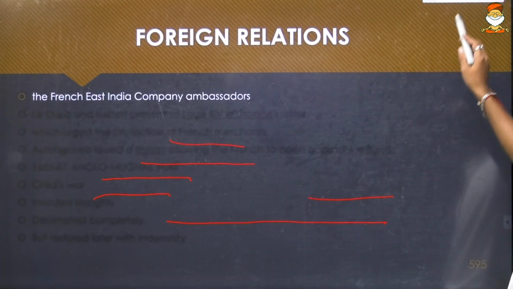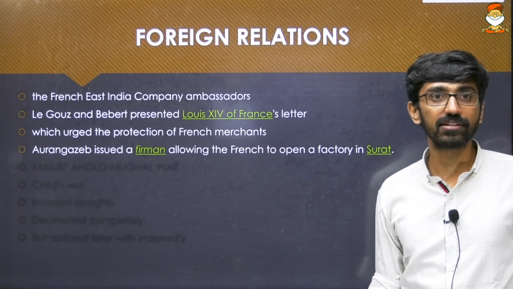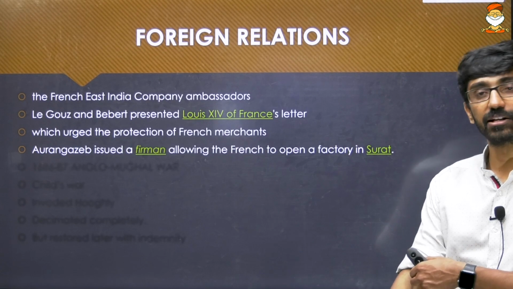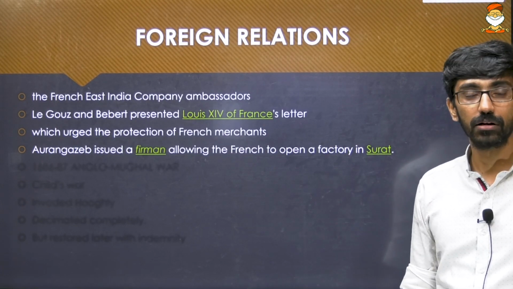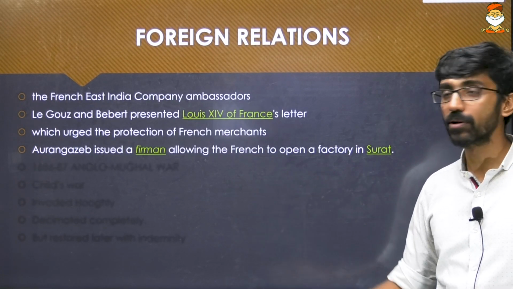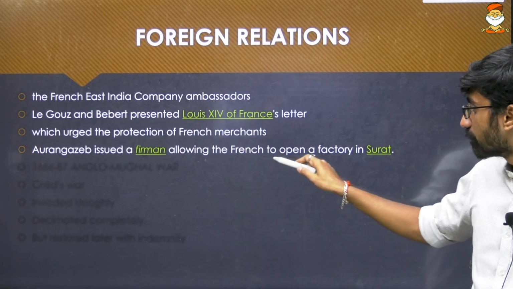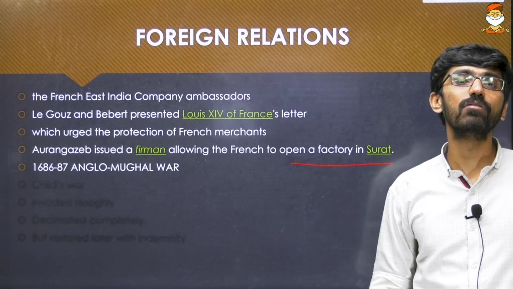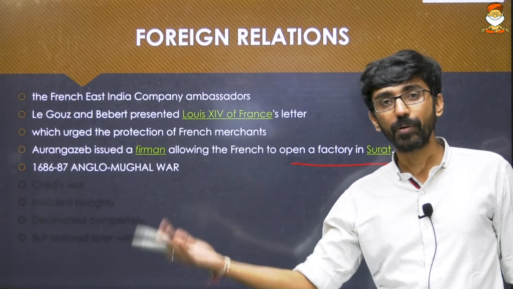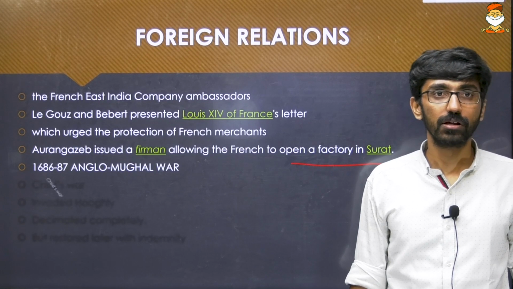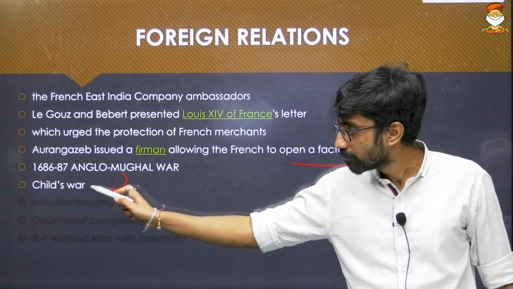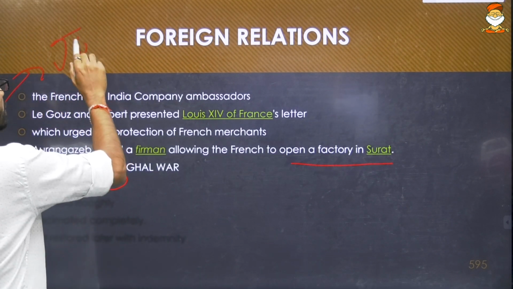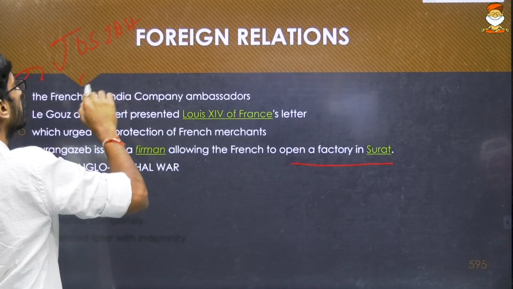And in foreign relations, we can see that French East India Company ambassadors like Babet and Lagos presented Louis XIV's letters to Aurangzeb and urged the protection of French merchants in India. And he issued a firman allowing the French to open a factory in Surat in the 1660s. Then again, 1686-87, the Anglo-Mughal war also happened. The British tried to occupy Hooghly. They tried to dislodge pilgrims. And that war is called Child's War also, after Josiah Child, the British representative.